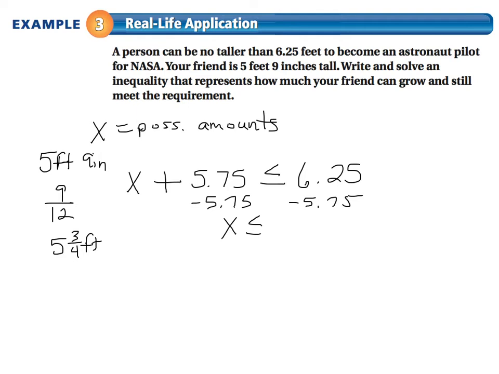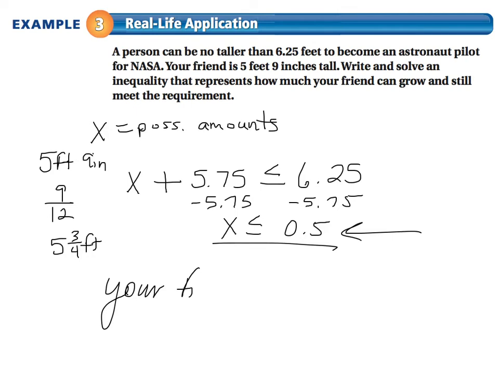And that gives us x is less than or equal to 0.5. I'm going to tell you right now, if you circle that as your answer, I guarantee you it'll be wrong. Absolutely 100% wrong. This makes no sense to me. I want you to write it in words. You must write it in words. So how much can your friend grow?